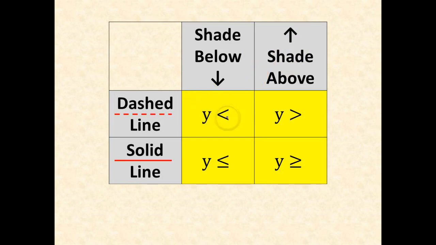If it's y less than, you're going to shade below, and it's going to be a dashed line. If it's y greater than, you're going to shade above, and it's going to be a dashed line. If you have y less than or equal to, you're going to shade below, and it'll be a solid line. And if you have y greater than or equal to, you're going to shade above because it's greater than, and then a solid line because it has the equal to sign.